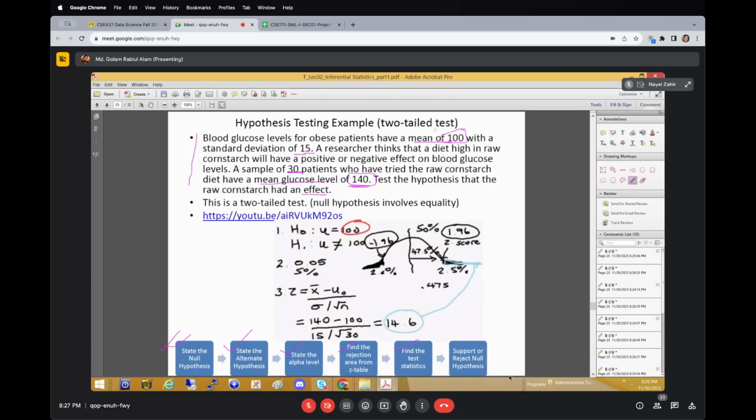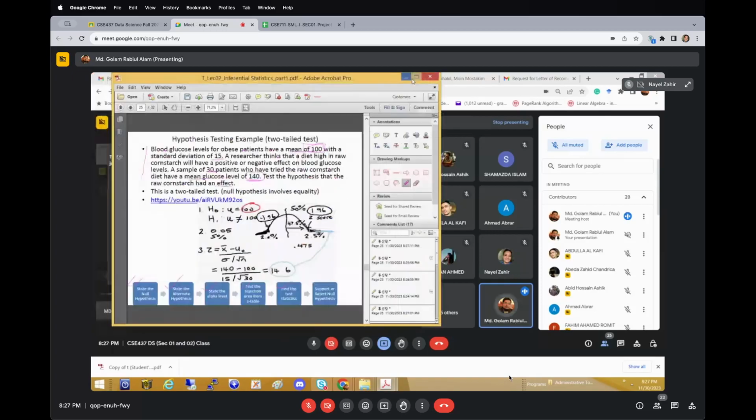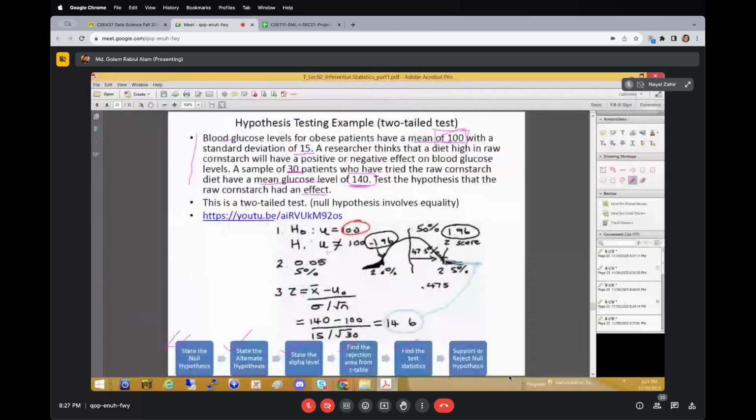So in this hypothesis, the null hypothesis, or the common belief or existing case, is that mu is 100. Here mu is the mean. So the mean glucose level is 100. So this is our null hypothesis, that is H0.